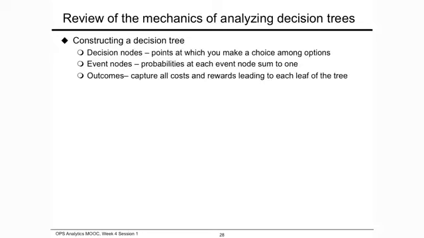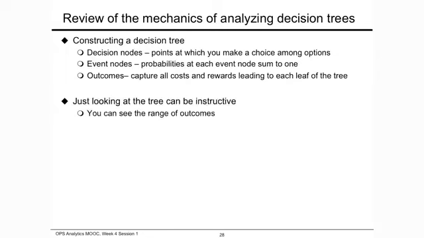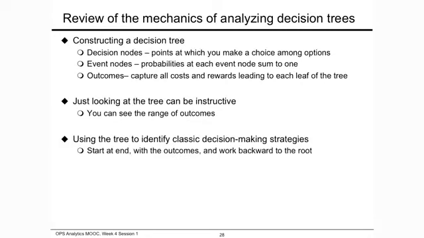Having built the decision tree, we can just take a look at it, and looking at the range of outcomes and the probabilities itself can be instructive. But for a very big tree, it's useful to have a more systematic way of taking a look at the range of possibilities. And to do that, we use three classic decision-making strategies to look at risk-seeking, risk-avoiding, and risk-neutral strategies. For all three of them, we started at the end with the outcomes and worked backwards to the root.